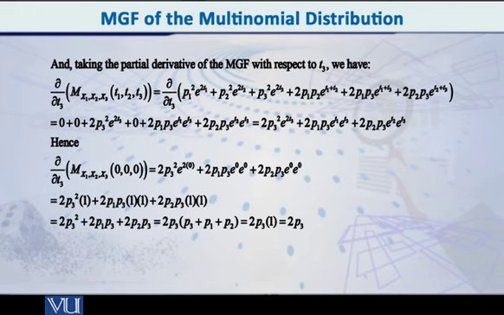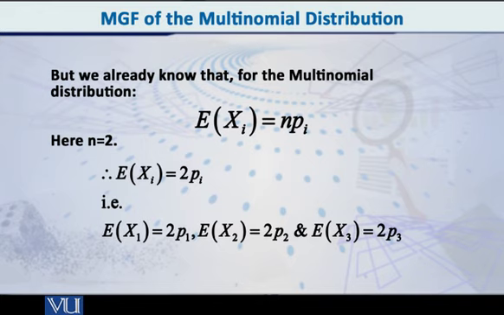So are these results actually correct? Students, do you not know already that for the multinomial distribution, expected value of xi is equal to npi? And here n is equal to 2. So will it not be 2pi? And that's exactly what we've got. When we derived this by the MGF method, we got exactly the same result: 2p1, 2p2 and 2p3. Generally speaking, for the ith x, the expected value is 2pi.